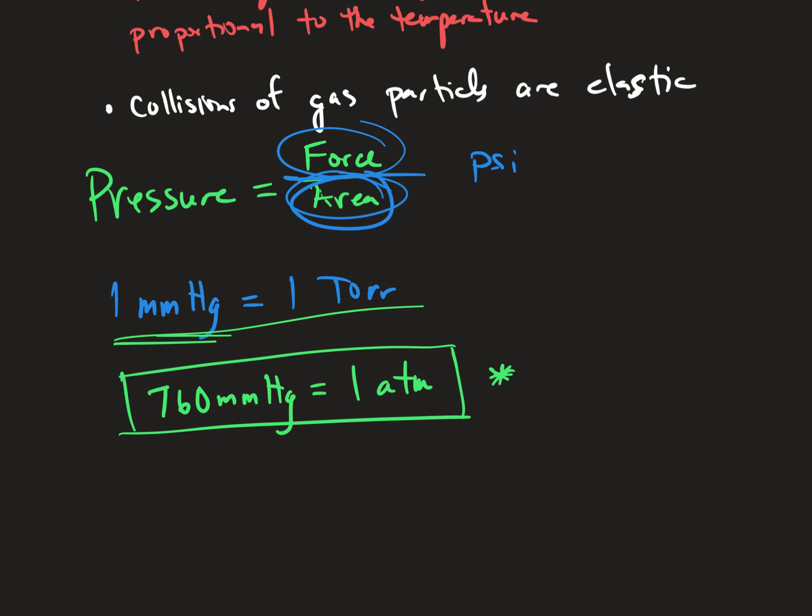You might be asked on your homework how to convert torr to atmospheric pressure or millimeters, whatever, okay? We good with pressure and what the units are? So make sure you can convert millimeters mercury to ATM or vice versa. That will be on the test, okay?